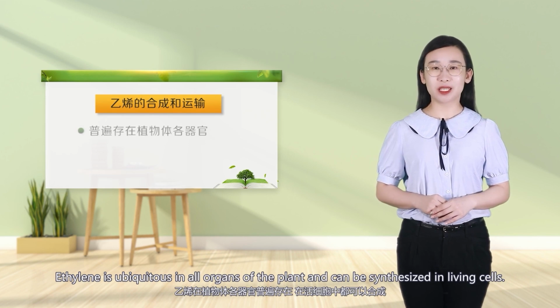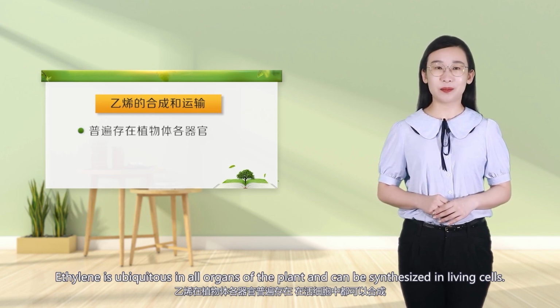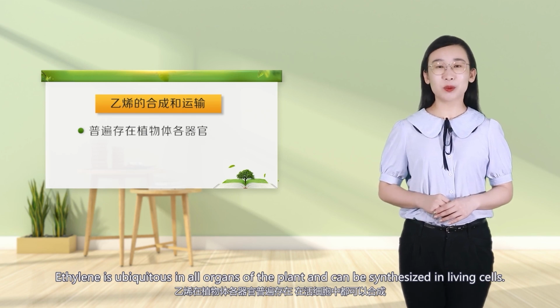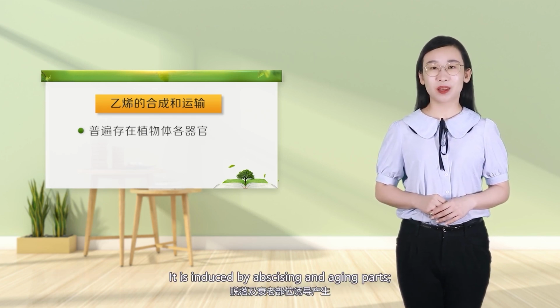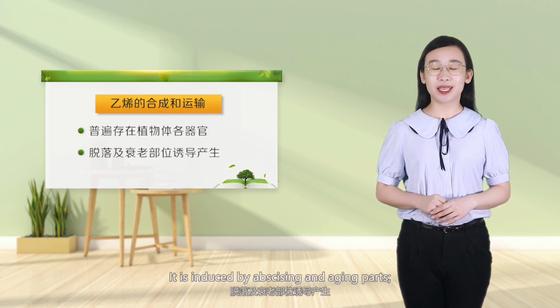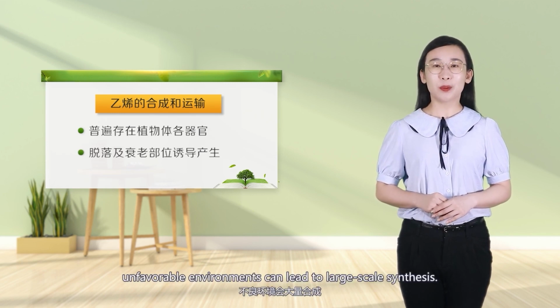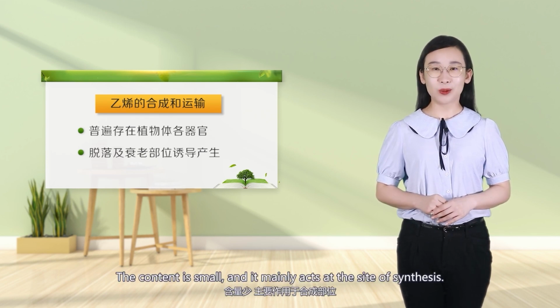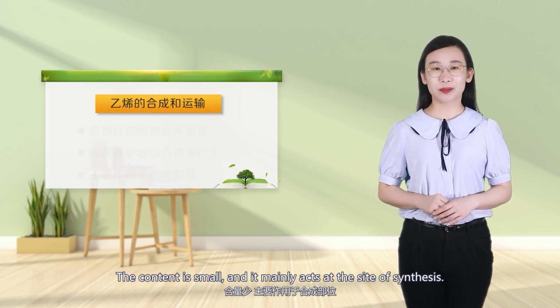Ethylene is ubiquitous in all organs of the plant and can be synthesized in living cells. It is induced by abscising and aging parts. Unfavorable environments can lead to large-scale synthesis. The content is small, and it mainly acts at the site of synthesis.